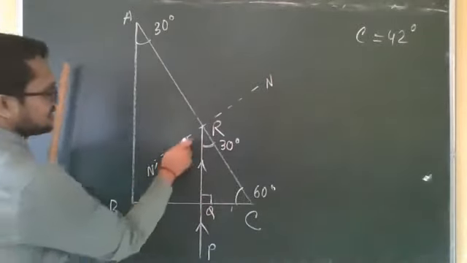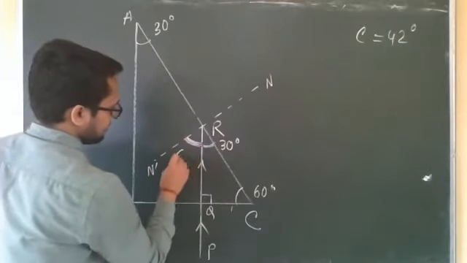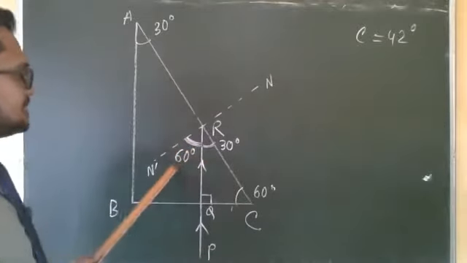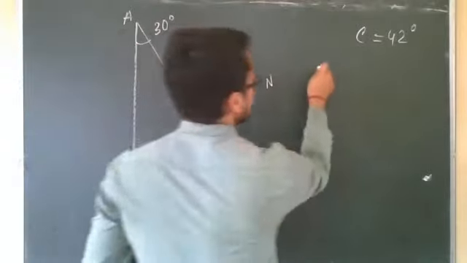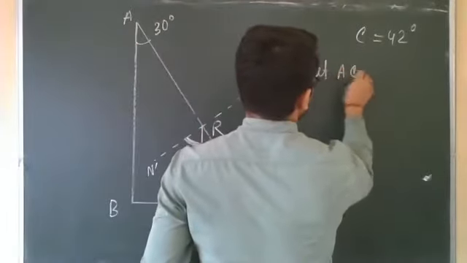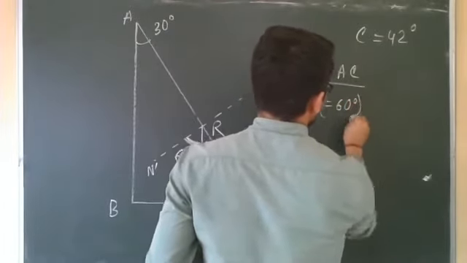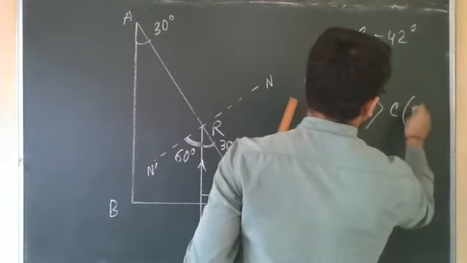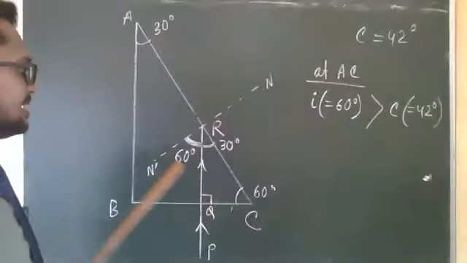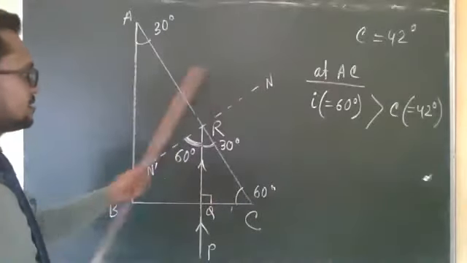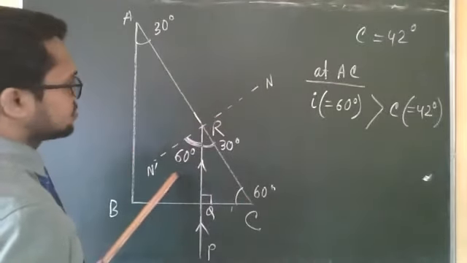This angle is 30 degree, which means this one is the angle of incidence. This one will be 60 degree; 30 plus 60 is 90, it is normal. Now at surface AC, the angle of incidence i is equal to 60 degree, and it is greater than the critical angle, which is 42 degree. The light is going from denser to rarer medium.